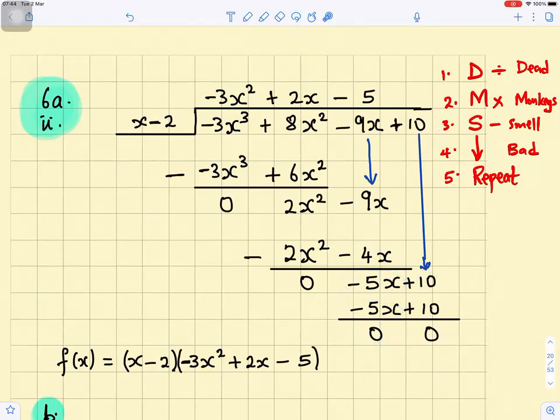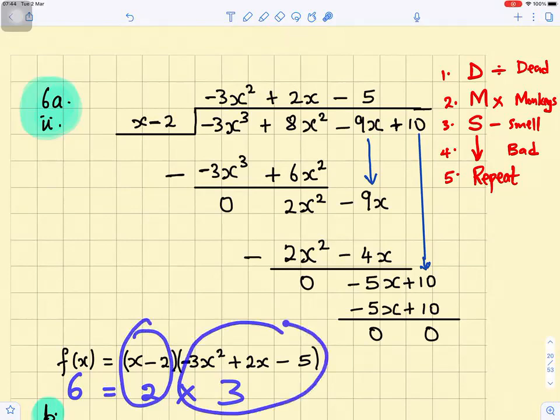So now you have the divisor, x minus 2, the quotient, minus 3x squared plus 2x minus 5. It's like saying 6 is the same as 2 times 3. So the 2 could be the divisor and the 3 could be the quotient.